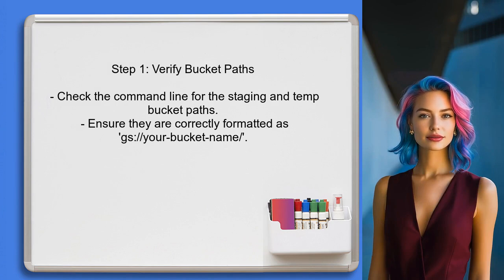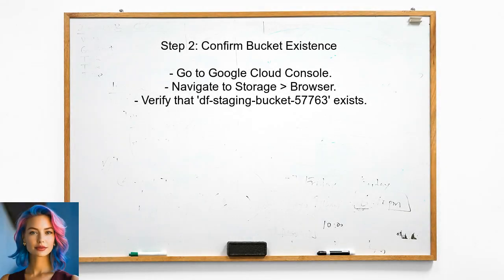To address the issue of the missing object or bucket in the path, the user should first double-check the specified staging and temporary bucket paths in their command line. It's crucial to ensure that these paths are correctly formatted. Next, the user should confirm that the specified bucket actually exists in Google Cloud Storage. They can do this by navigating to the Google Cloud console and checking the storage section.